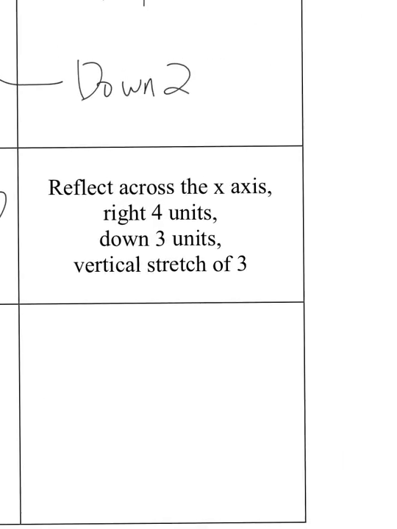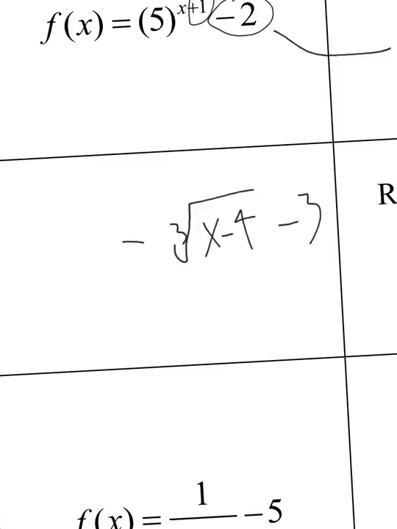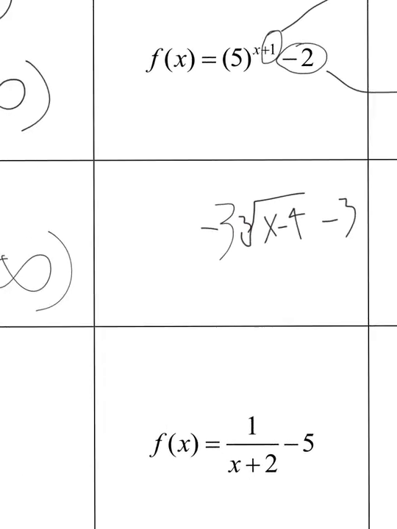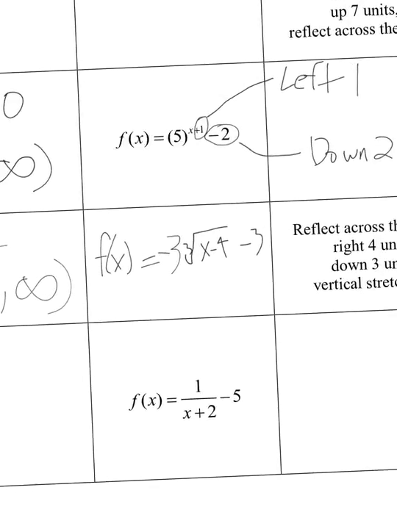And a vertical stretch of 3, that means you're going to put a big 3 on the outside, not like the little 3 that's inside here. This indicates a cube root. Just didn't want it to be confused with that. And then just throw an f of x or g of x equals something like that. But that would be the equation for this one.